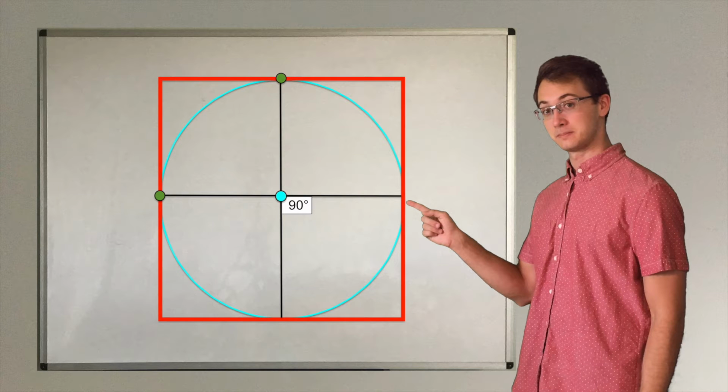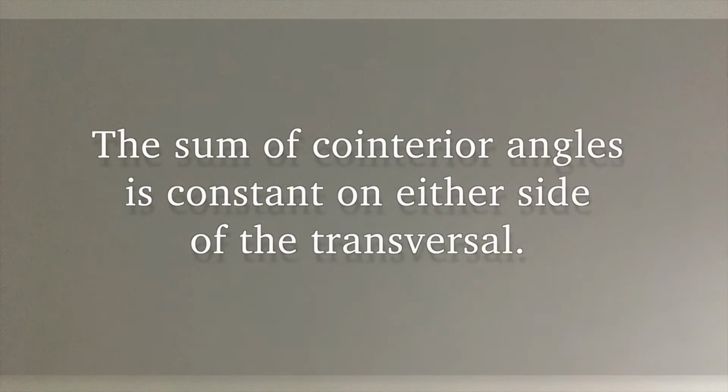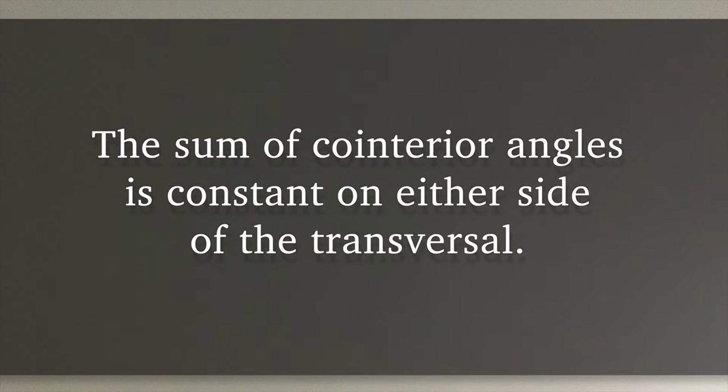In this video, we will systematically derive the fifth requirement of Euclid's Elements, which states: the sum of cointerior angles is constant on either side of the transversal. Let's review transversal and parallel lines along with cointerior angles and alternate angles from the last video.